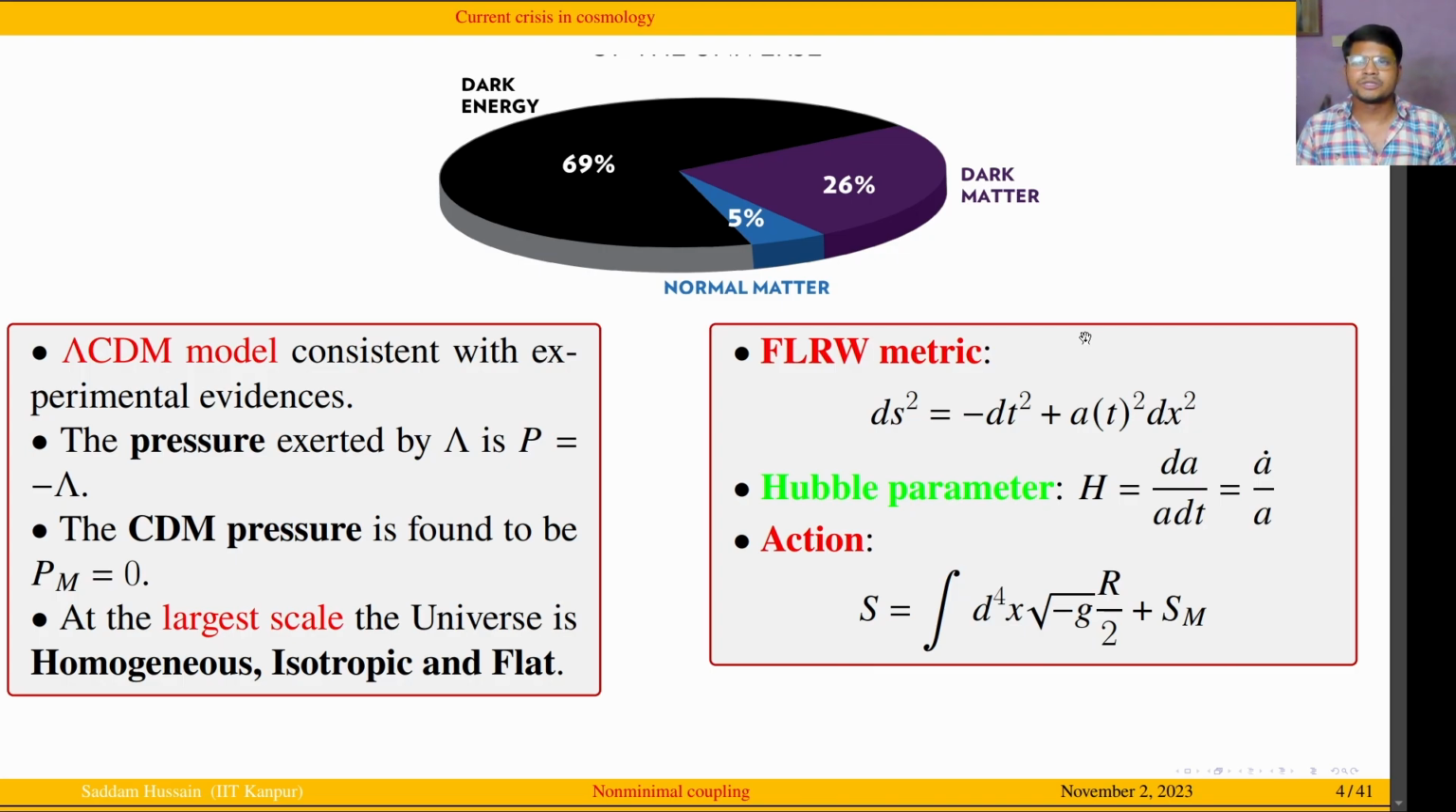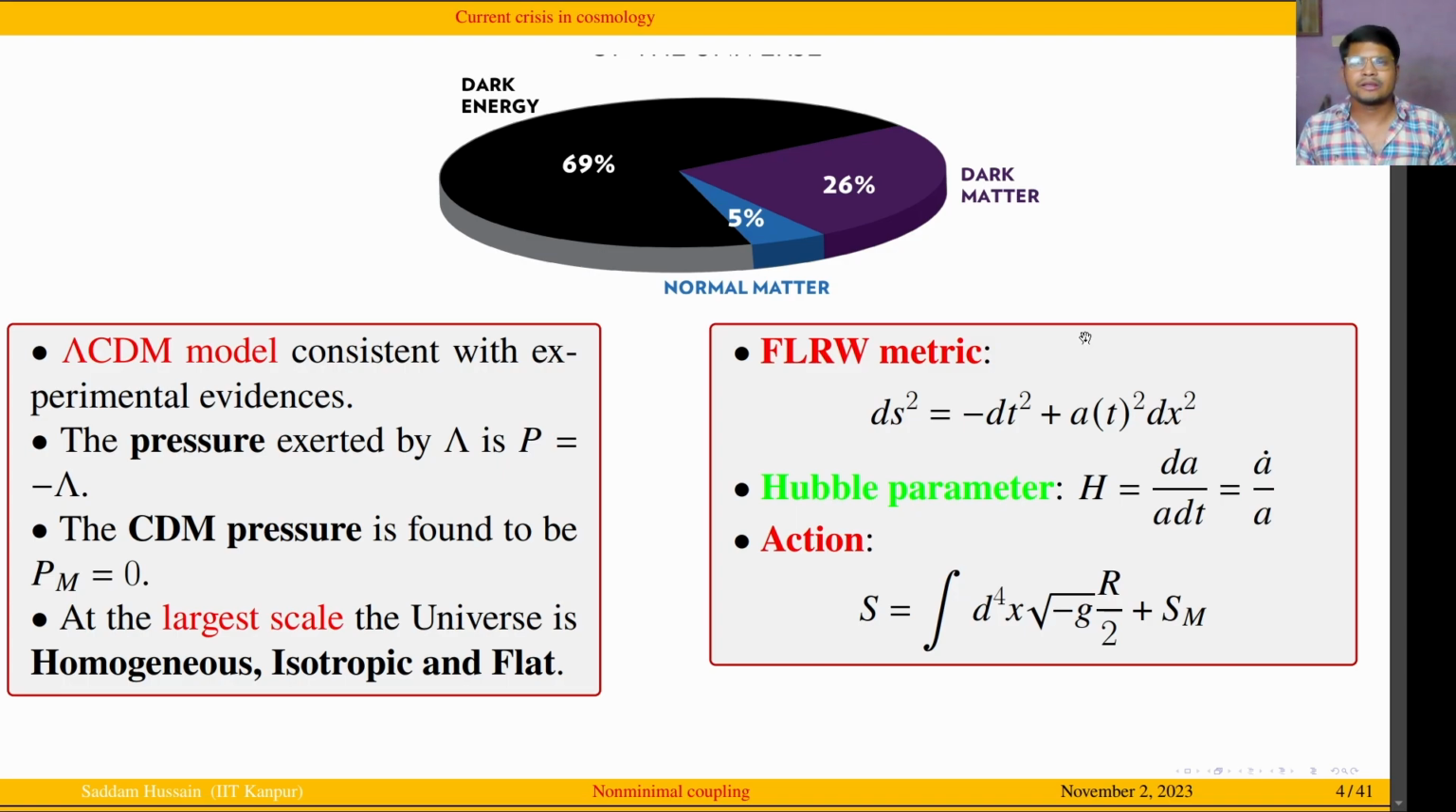So the observations tell us that the lambda CDM model is considered to be the standard model to describe cosmology at the largest scale. So what is this lambda? Lambda is for dark energy and CDM for dark matter. From the observations, it has been found that the pressure exerted by this cosmological constant is negative, so that we can have a repulsion kind of effect, and because of this negative pressure, the universe appears to be accelerating. On the other hand, we have cold dark matter, which is present around the galaxies and is required for structure formation, and which is found to be pressureless.